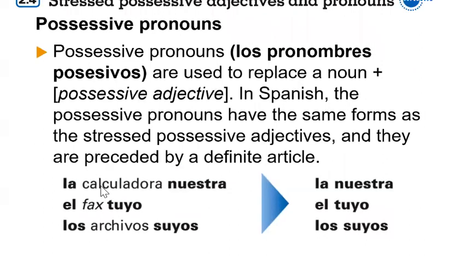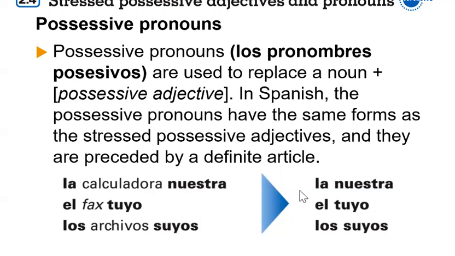Here we've got la calculadora nuestra. This is our calculator, but I can replace our calculator with just ours. I can say this is ours. If you see a calculator on the table and you want to say, oh, that's not yours, that is ours. If you're saying that is our calculator, that's a possessive adjective. If you're saying that is ours, now we're talking, that's a possessive pronoun.